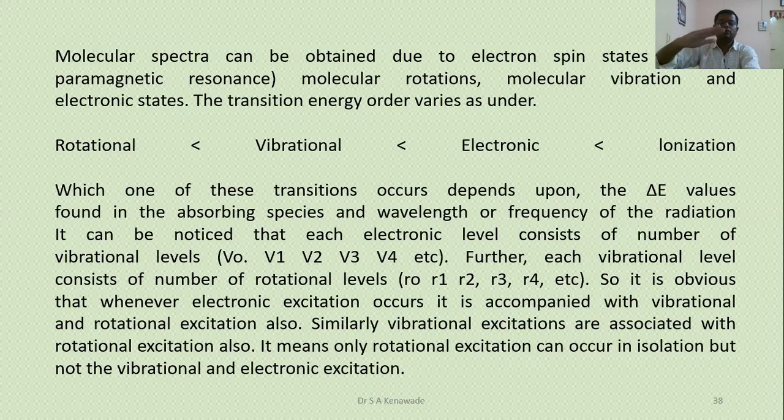If some lower energy level absorbs energy, then electronic excitation occurs. Along with electronic excitation, it can also excite vibrational as well as rotational levels. Similarly, sometimes vibrational excitation is observed, and along with vibrational excitation, rotational excitation is also observed. And sometimes rotational excitation is observed, and then we do not observe excitation of vibrational and electronic levels, because rotational energy is lower than vibrational, then electronic, and then ionization.